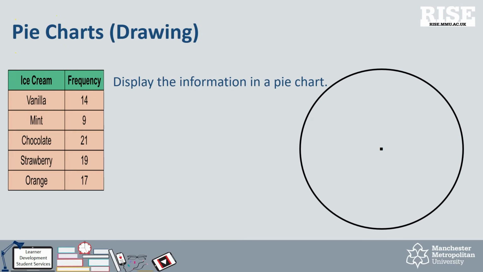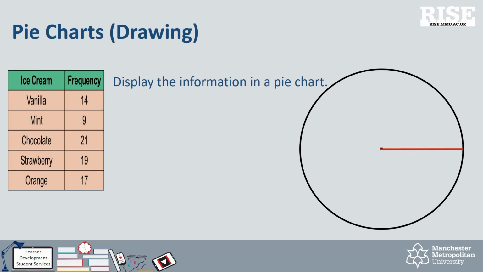The final skill you may need to utilise within the assessment is drawing pie charts. So you're going to be using a protractor to draw and measure the angles today. I want to display this information in a pie chart. This was the amount of ice cream sold, varying by flavours. First of all, I draw a starting line in my pie chart. That's where I'm going to start measuring my angle from.